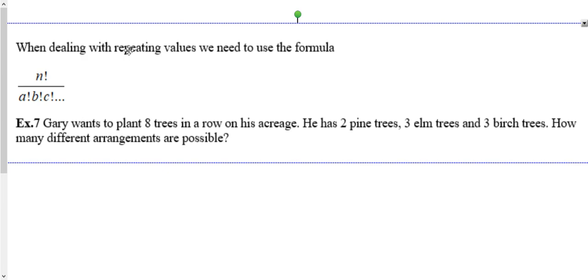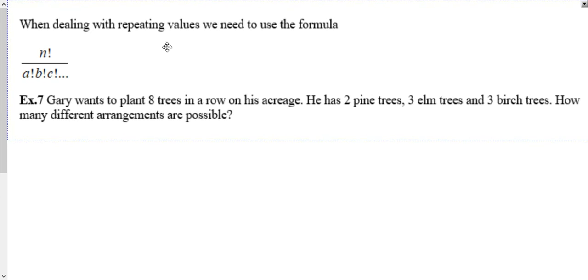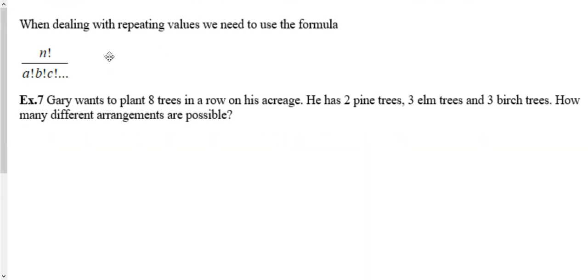In the next section here, we have the equation, and this is just what we just did previously. Here's the equation for dealing with repeating values. It's going to be n factorial divided by all your repeating values. So again, denominator is your repeating values, and your numerator is your total letters, or total of whatever that is.